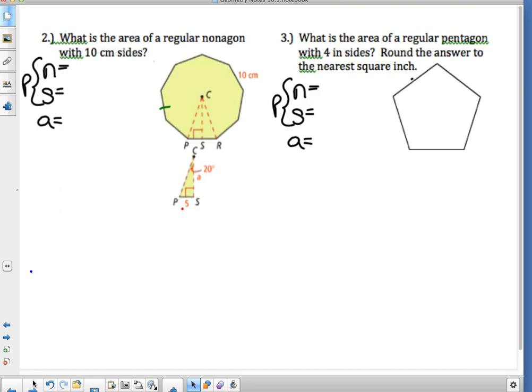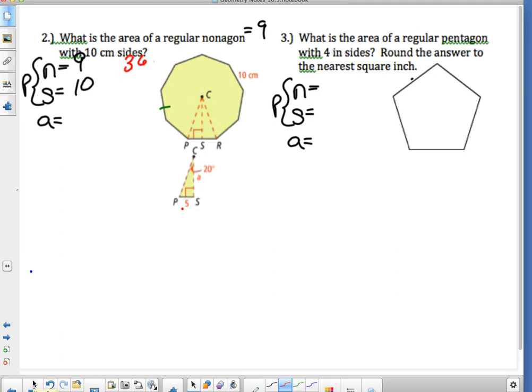Read the problem, check it out. N's the number of sides, S is the side length, A is the apothem. In this case, what is the area of a regular nonagon? A nonagon is a 9-sided figure with 10 centimeter sides. Well, automatically, they gave me 9, because nonagon is 9. My side length is 10, okay? So I got those two things right off the bat. That was quick. Now, the rest of the information that I'm going to find.